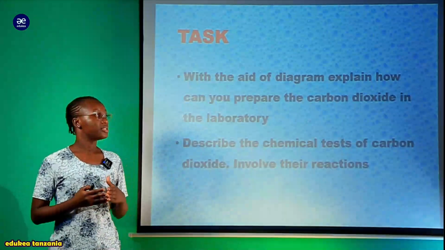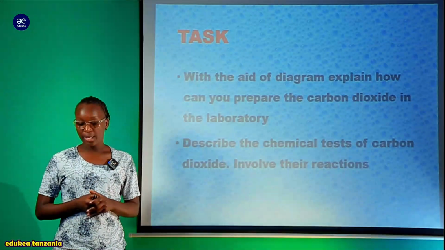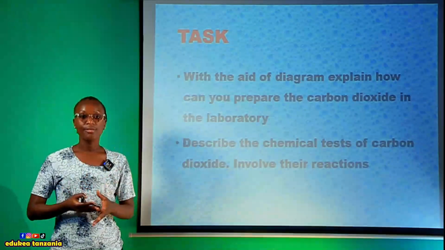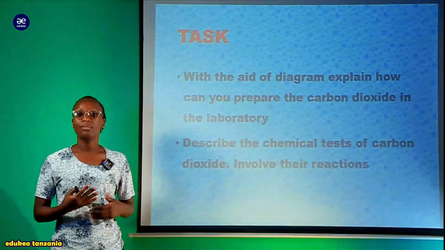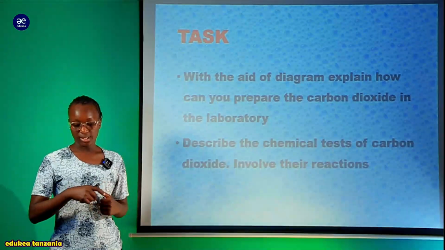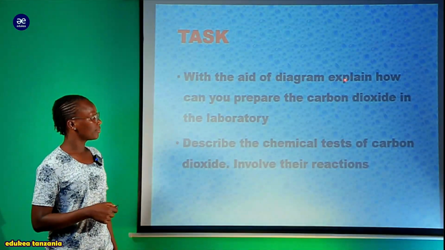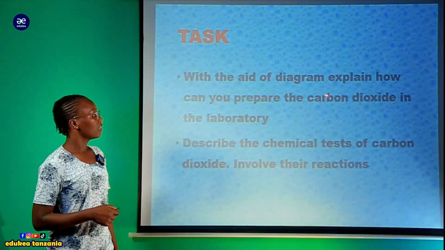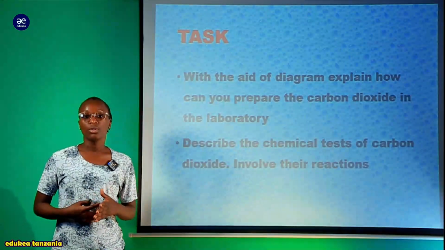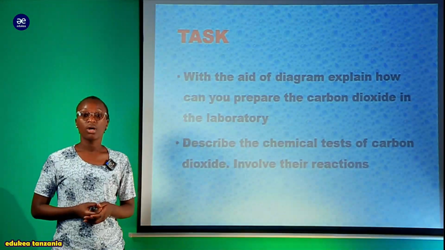But before I sum up our session, I would like to provide a task for you. I am sure that you will go through some different materials so as to widen your understanding of these sessions. The first question is: with the idea of a diagram, explain how you can prepare carbon dioxide in the laboratory. The task needs you to go through how to prepare carbon dioxide in the laboratory, and also use a diagram.